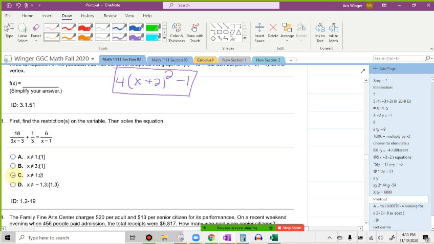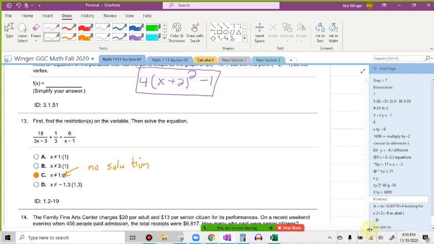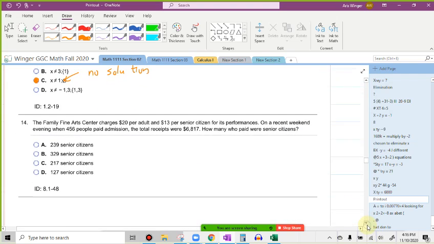And so don't be 1, and the solution set is empty. So that symbol means no solution. Last thing we talked about is systems of equations.